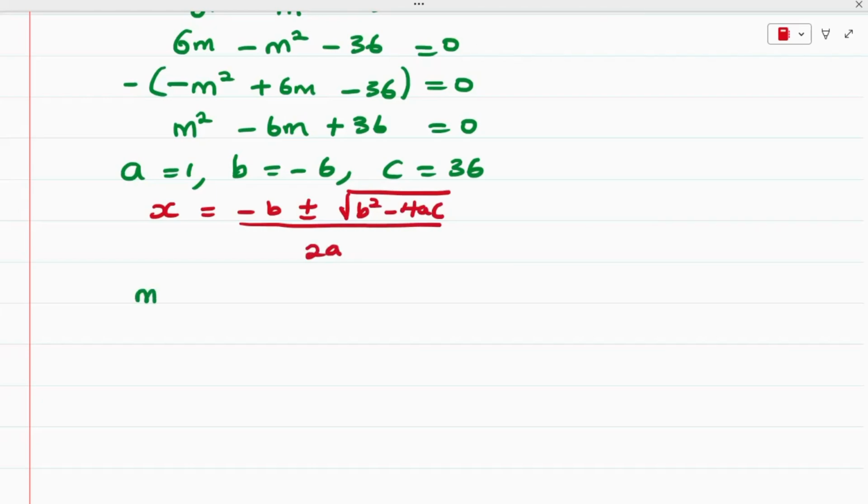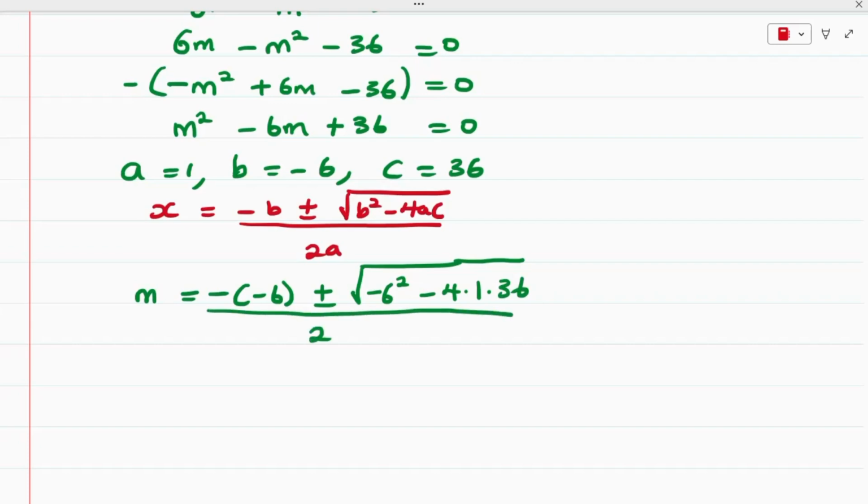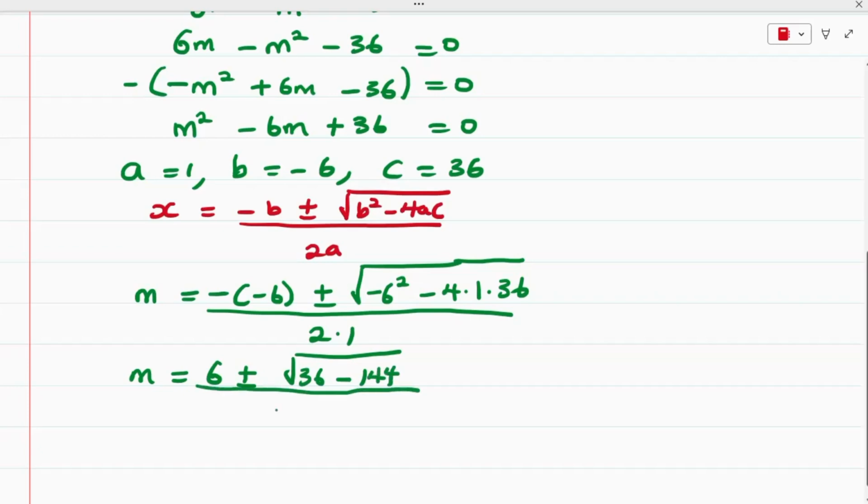So we have that m is equal to minus times minus 6 plus or minus the square root of minus 6 all squared minus 4 multiplied by a, which is 1, multiplied by c, which is 36, divided by 2 multiplied by a, which is 1. So m is equal to, minus times minus is plus, 6 plus or minus the square root of minus 6 squared, which is 36, minus 4 multiplied by 1 multiplied by 36, which gives us 144, divided by 2 multiplied by 1, which is 2. So m is equal to 6 plus or minus the square root of 36 minus 144, which gives us minus 108, divided by 2.